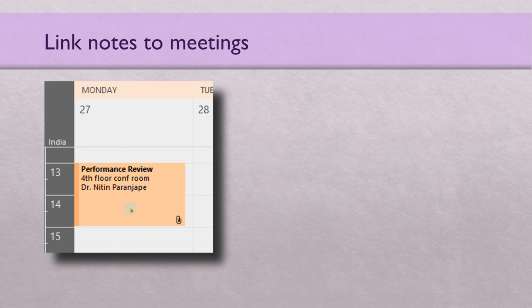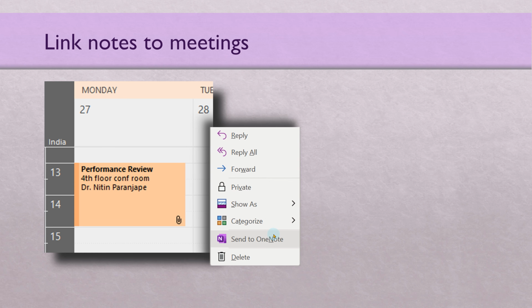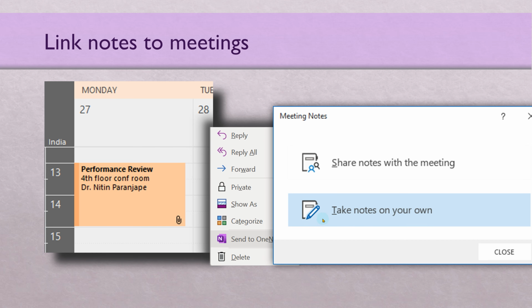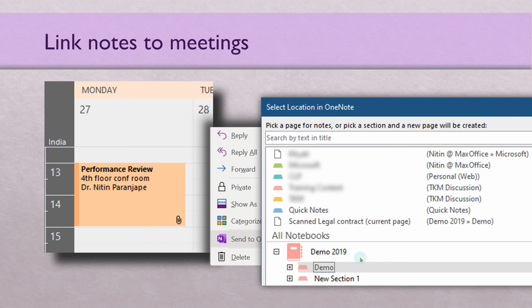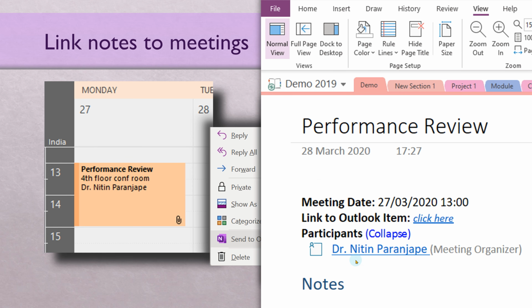Well, right click is your best friend. So right click in the correct place. In this case, the calendar entry, and then choose Send to OneNote. Now it will add a new page in a OneNote notebook. OneNote, you can have many notebooks, choose one. And this page is now linked to this meeting. Now you take notes here, close the page, no need to save, it's auto save.